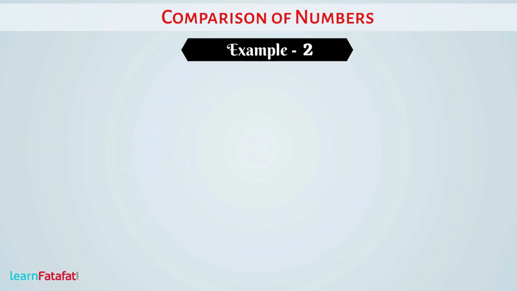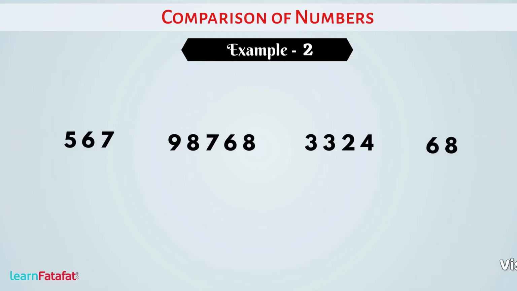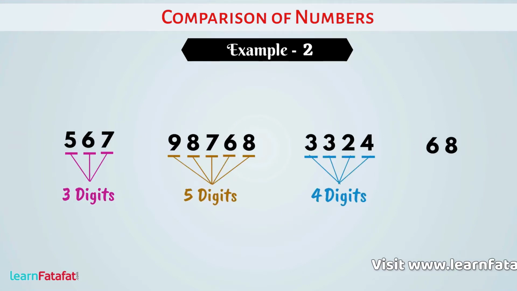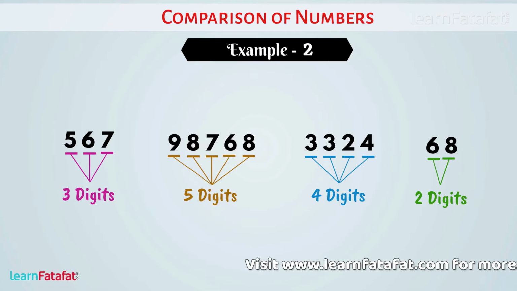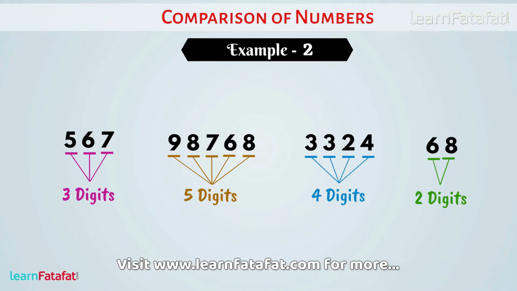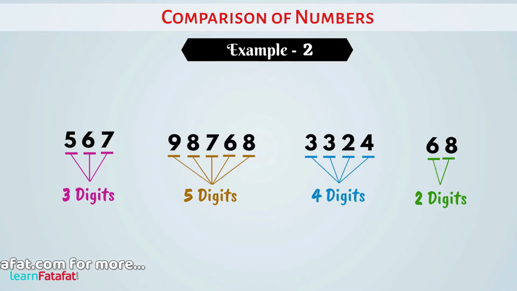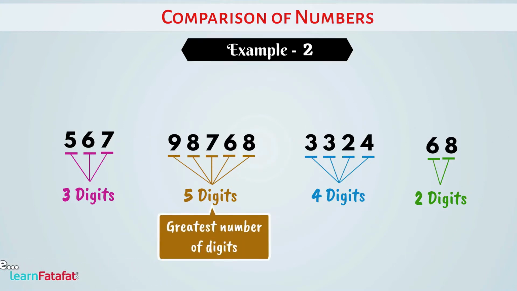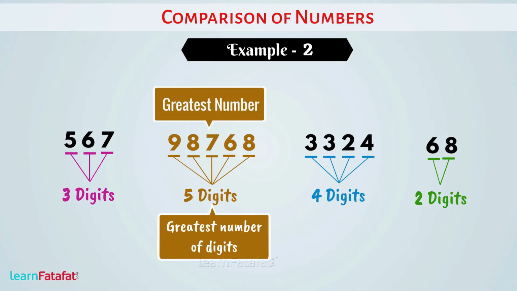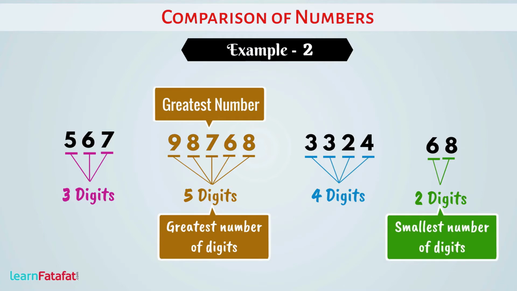Another example: compare these numbers. Count the number of digits in each number. Digits in numbers are 3, 5, 4 and 2. 5 digits are greatest number of digits, so 98,768 is the greatest number. 2 digits are smallest number of digits, so 68 is the smallest number.